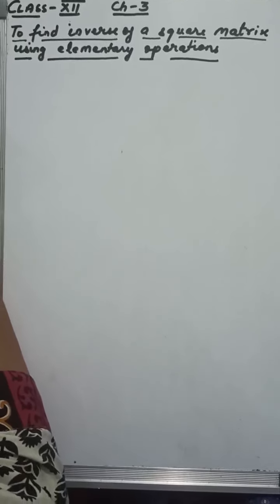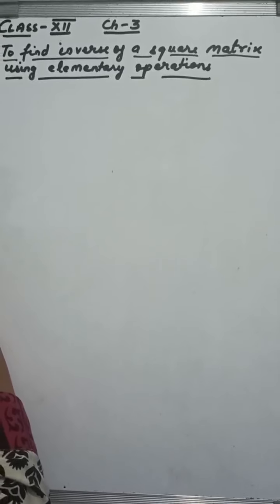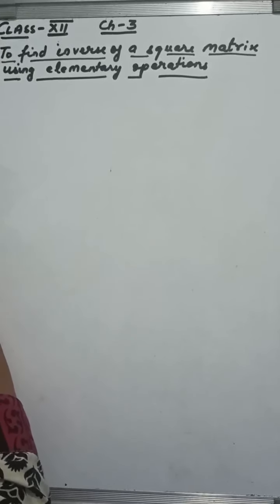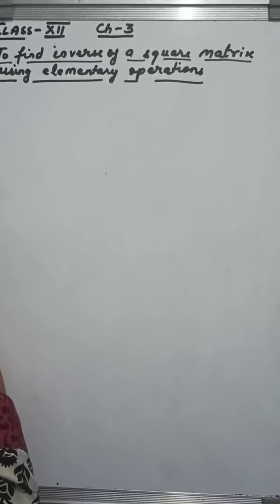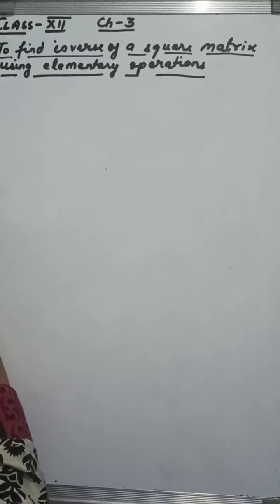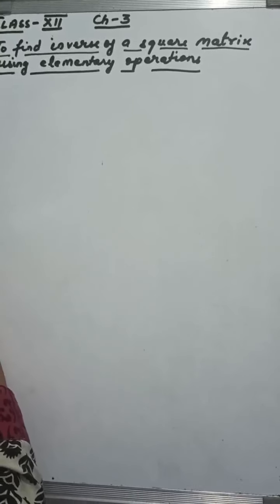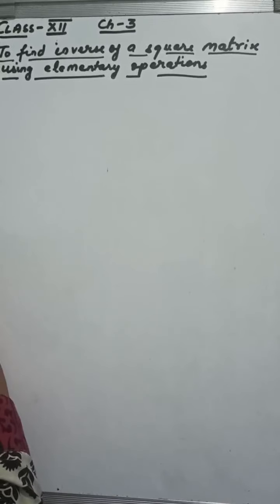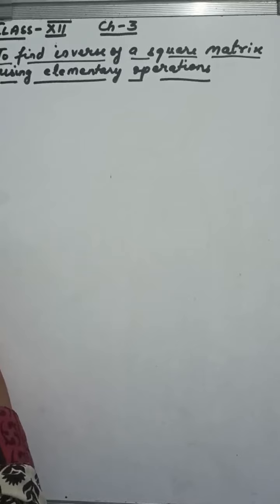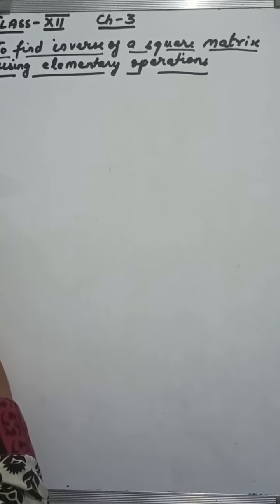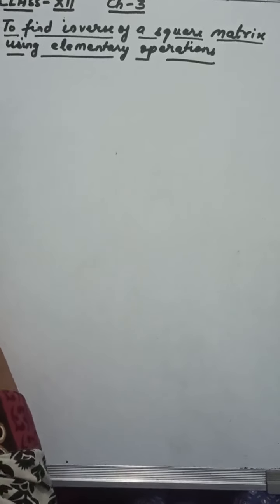So, in this concept, one thing should be kept in mind: you can use either row operations or elementary column operations. You cannot use both the operations simultaneously, as in determinants. In determinants, you can apply either row or column or both in a single question. But when we are calculating A inverse using elementary operations, either row operations or column operations can be applied. Both cannot be applied simultaneously.